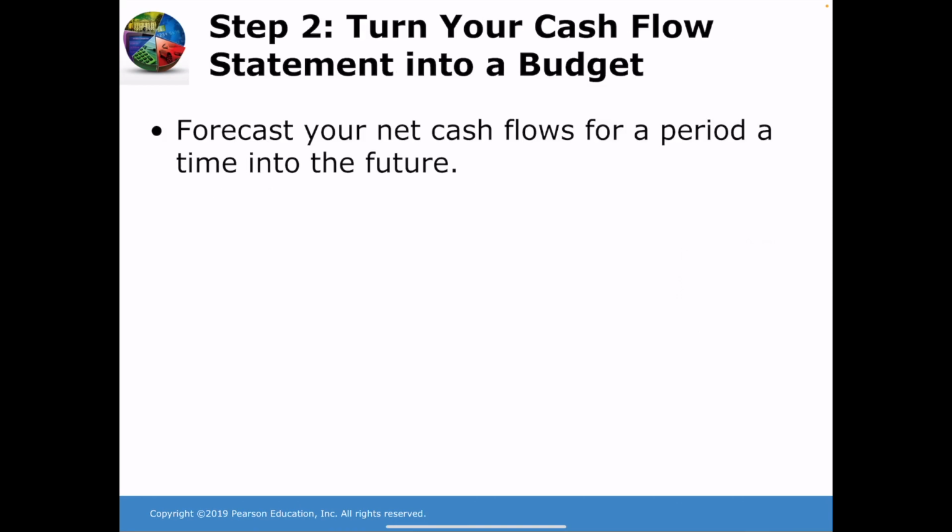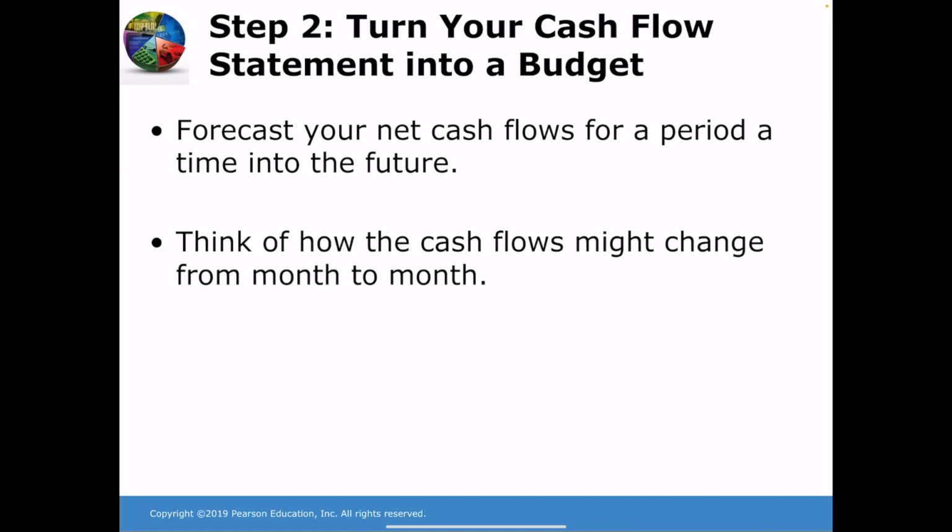Step 2 is to take that cash flow statement we prepared in part 1 and change it into a budget, something that we can live with. A budget, again, we're going to forecast your net cash flows for a period of time into the future. So we're going to try to guess how much we are going to allow for each expense as we go into the future. We need to think of how the cash flow might change from month to month.